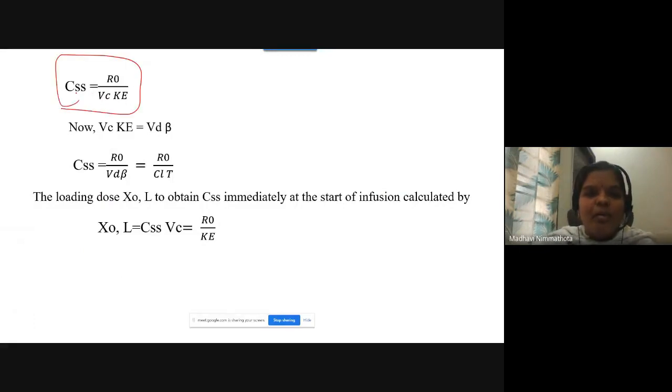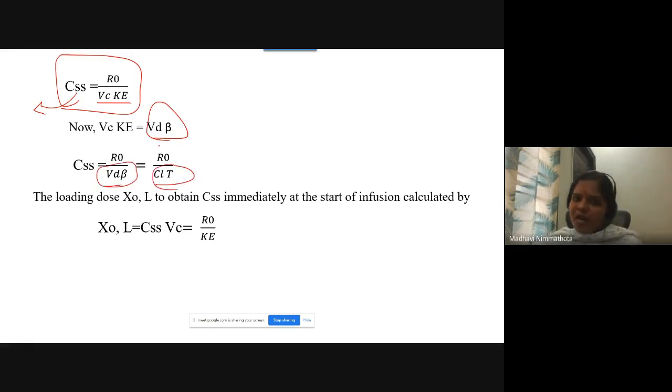Here we are talking about steady state plasma concentration. Now VC into KE is equal to VD into beta. Very simple. CSS is equal to R0 divided by VD into beta. VD into beta is nothing but your total clearance. And one more important thing, I had a doubt: why R0 here? This is nothing but the infusion rate. Infusion rate, that is R0.